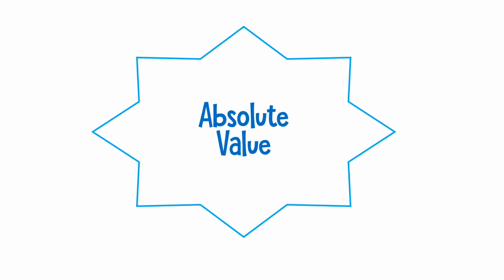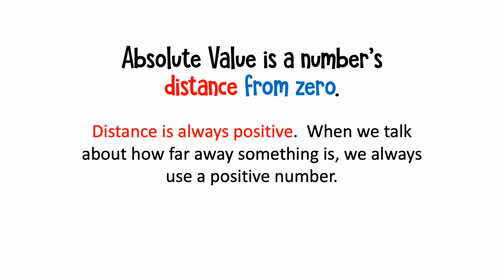Absolute value was also covered in the chapter. Absolute value is a number's distance from zero. Remember that distance is always positive. When we talk about how far away something is, we always use a positive number.